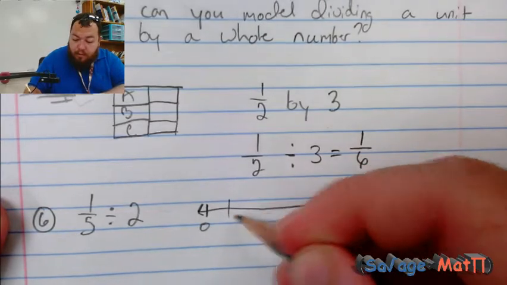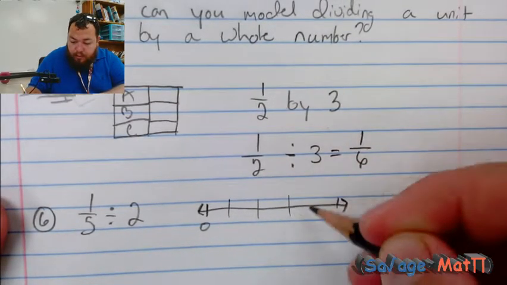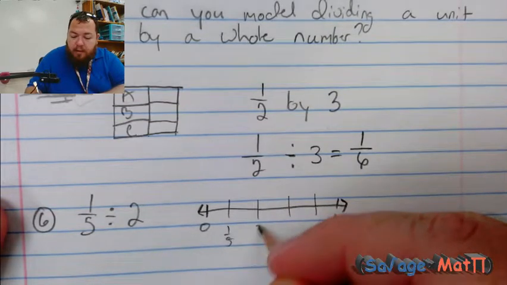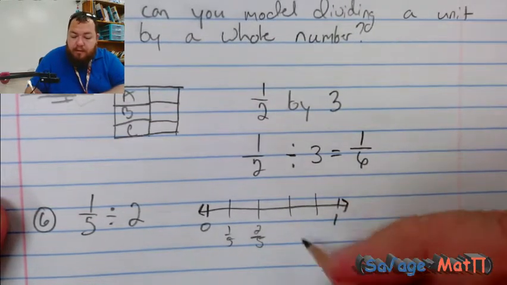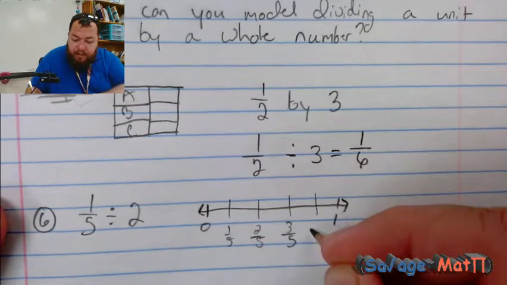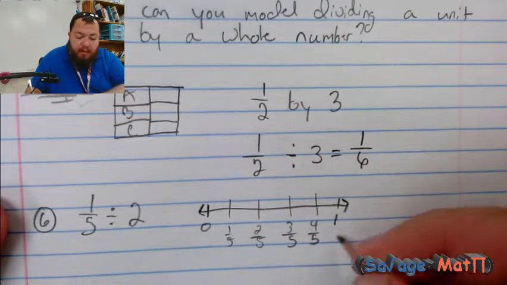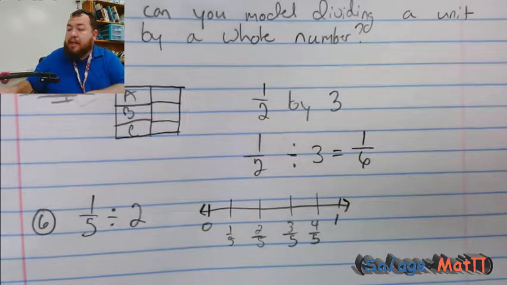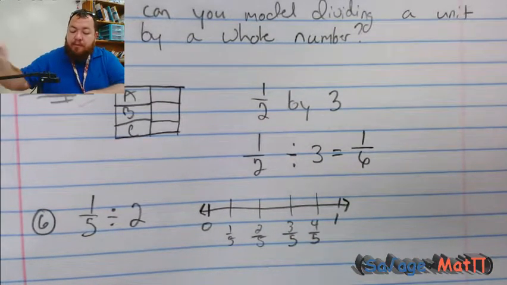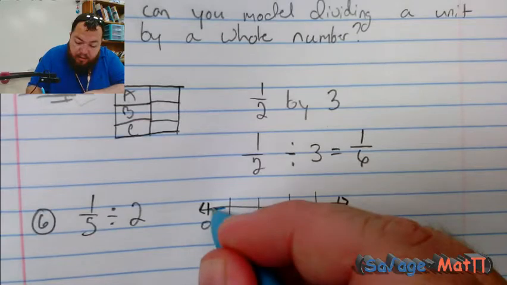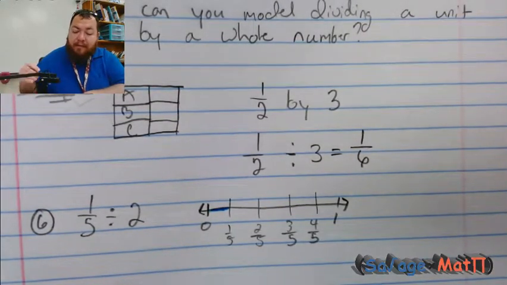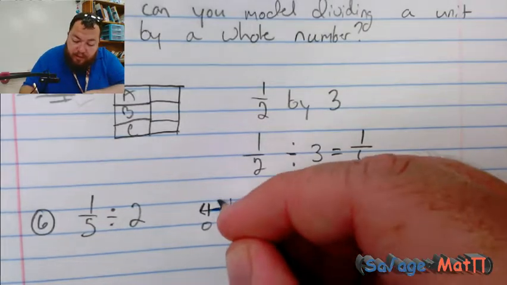So 1, 2, 3, 4. Okay, so then I'm going to have 1/5, 2/5, 3/5, 4/5, and then 5/5 as a whole. So now it's saying if I have 1/5, let's say I color this in right here, 1/5, and I need to divide that in half. So what I'll do is I'll just divide that in half.